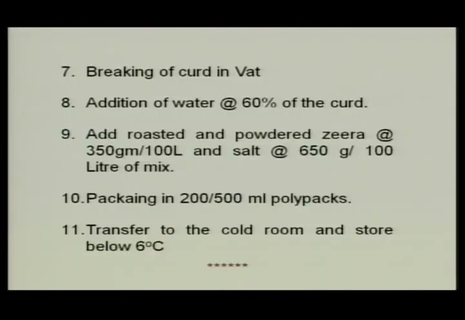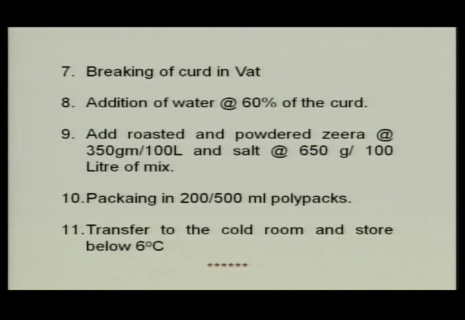Packaging is further carried out in 200, 500 ml polypacks, or it may also be packed in UHT packs and subjected to ultra high temperature treatment of 125 to 135 degrees centigrade for a fraction of a second. But again, it shall have to be mentioned on the labels that the chaach which is contained in UHT packs does not have the active bacterial culture.